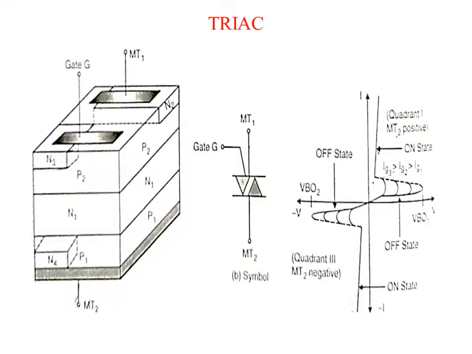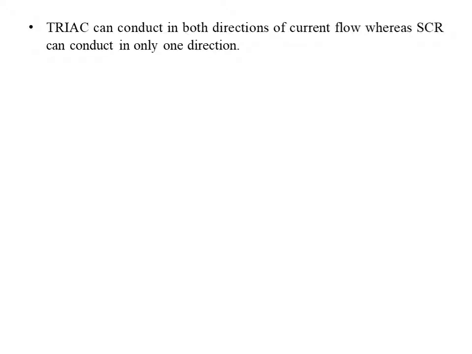Triac. Figure A shows the structure of triac. Figure B shows the symbol of triac, and figure C shows the VI characteristics of triac. Triac can conduct in both directions of current flow, whereas SCR can conduct only in one direction. So we can say that triac is a bidirectional and SCR is a unidirectional semiconductor device.